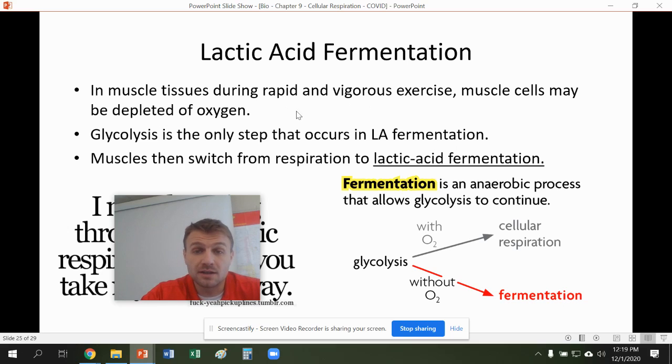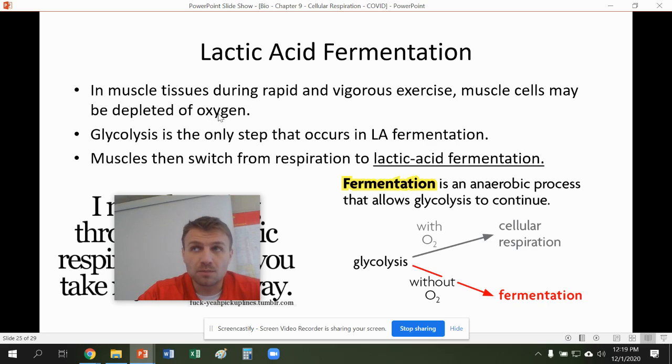All right, so with lactic acid fermentation, this occurs in your cells, and this occurs after or during when your body is in vigorous exercise. You're using your muscles a lot. This is because, let's say you're running a mile. Your cells are going to use up all of the oxygen in each cell. So that's why you start breathing hard, is that you use up all that oxygen in your cells.